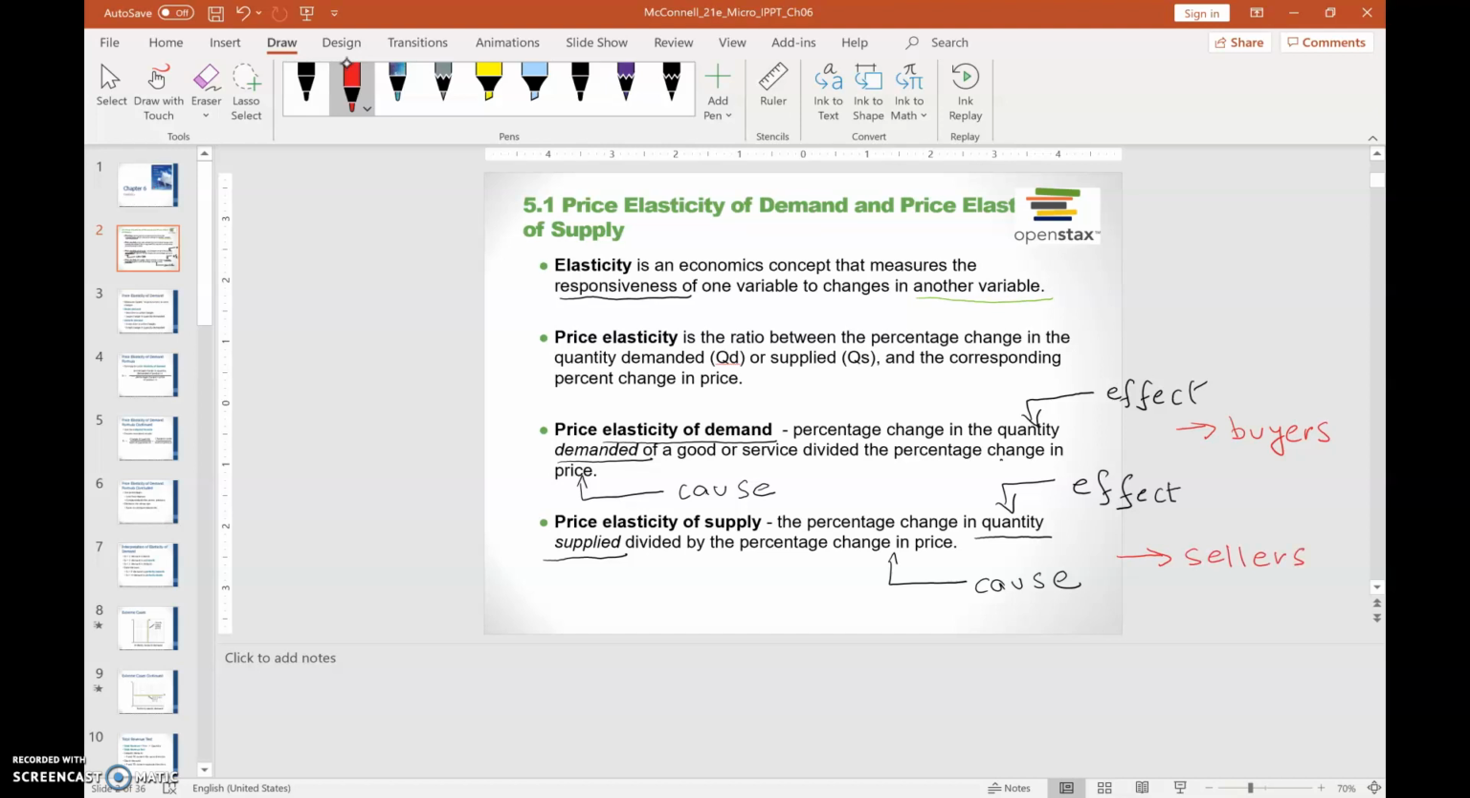When we look at price elasticity of supply, we are looking from the seller's perspective, and we are going to have a negative sign when we calculate the price elasticity of demand. This is because the demand curve slopes downwards and price and quantity demanded moves in opposite directions. But when we calculate the price elasticity of supply, we will have a positive sign as the supply curve slopes up and price and quantities supplied are positively related.